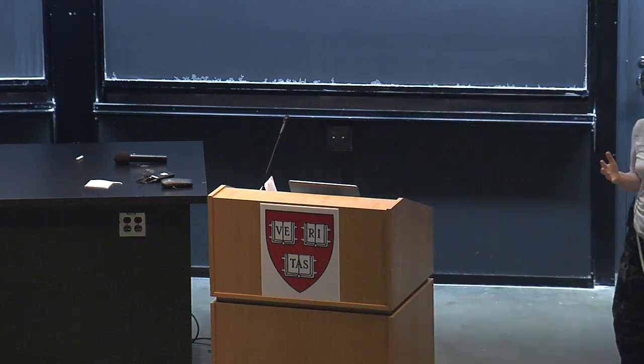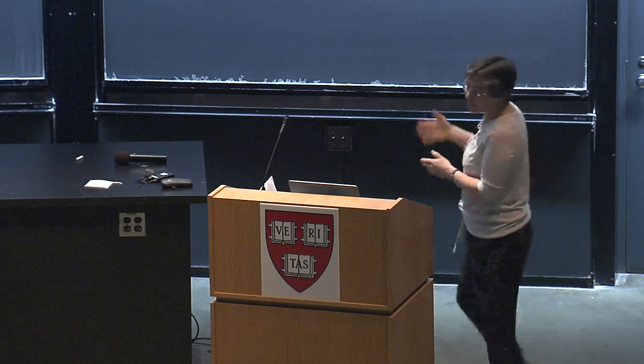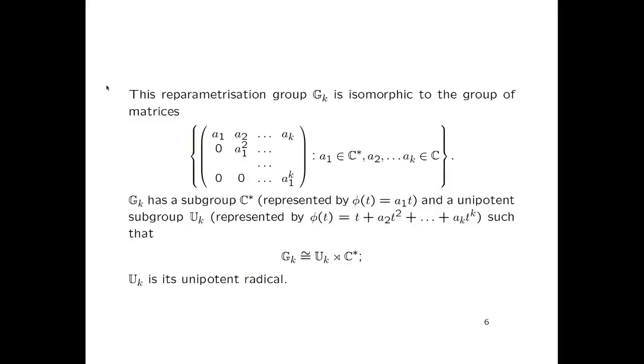And you can describe it as a group of matrices in this upper triangular form. So the entries along the top row of the matrix are essentially free parameters. The first one, A1, has got to be non-zero, and the others can be any complex number. And then the terms that I haven't put in above the diagonal are polynomials in these parameters.